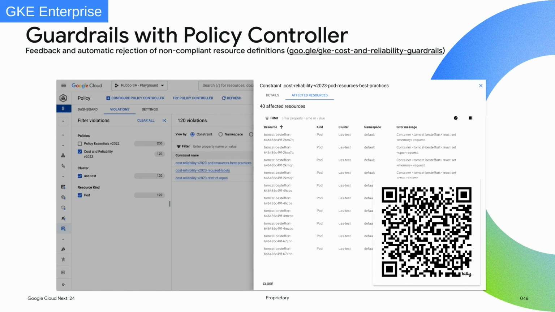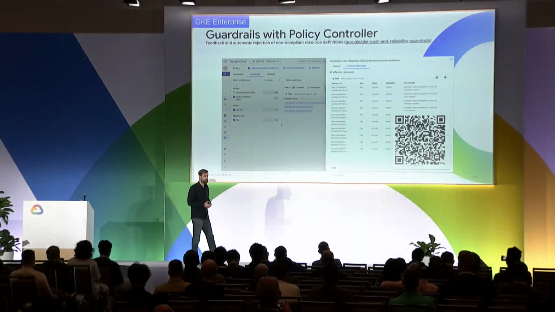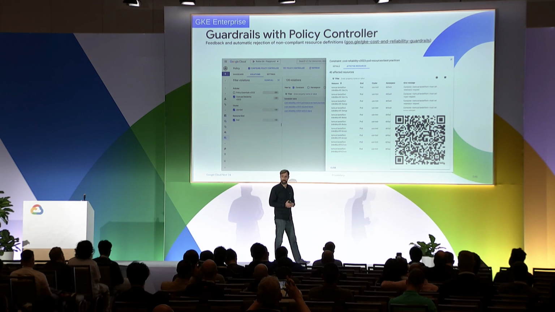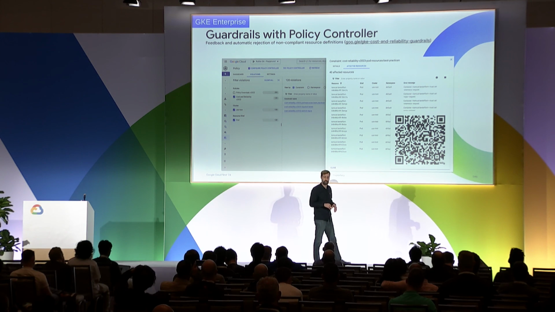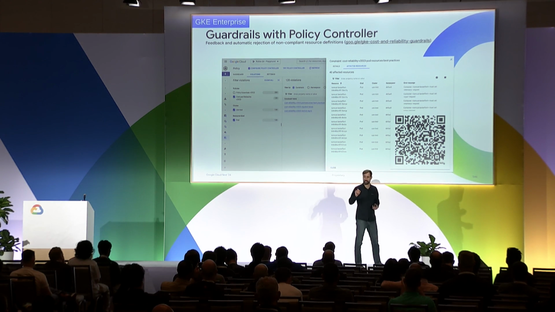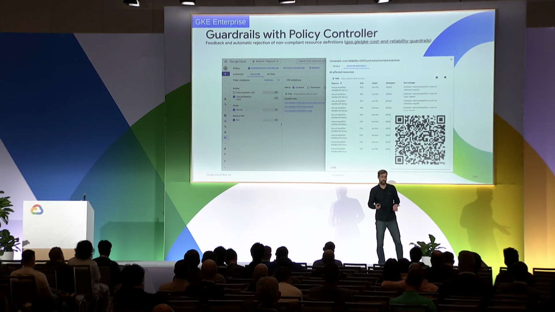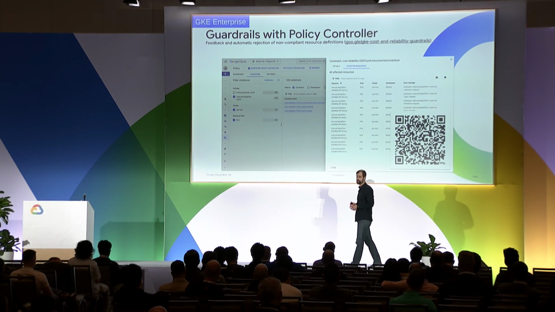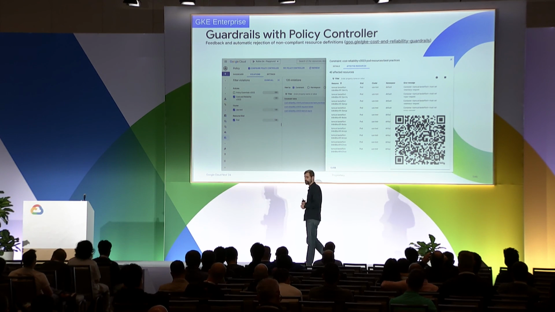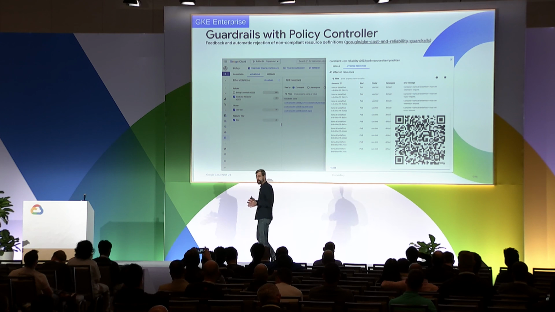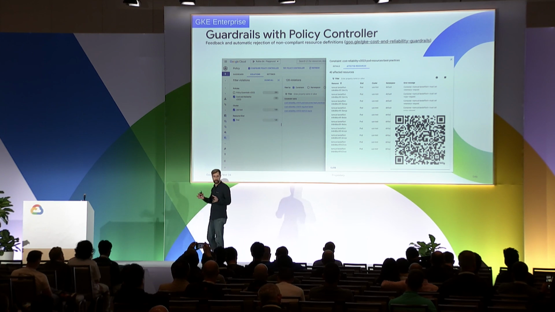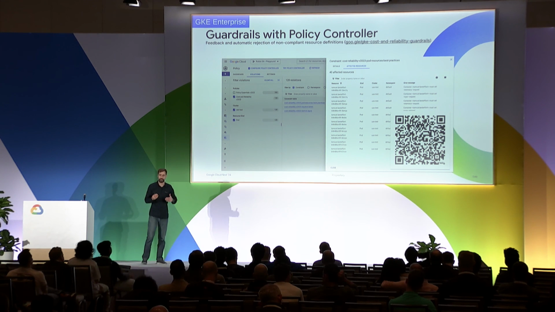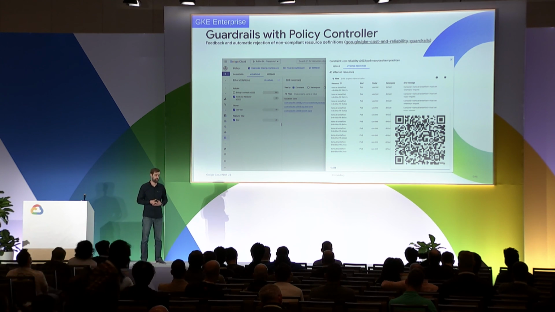If you are a customer of GKE Enterprise, we also have a bundle in the policy controller that gives you all the best practices. It's just a matter of enabling a checkbox. I recommend you go there and enable the reliability and cost optimization bundle. This will help you analyze which workloads have which problems based on best practices.